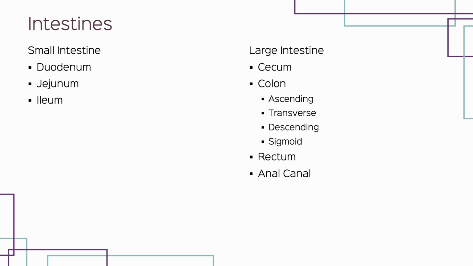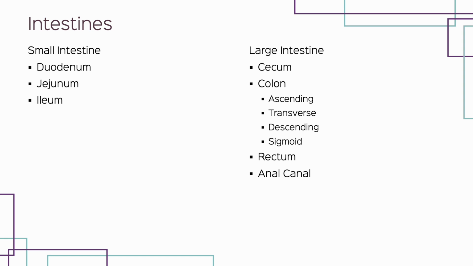with an E. The large intestine begins just after the ileocecal valve at the cecum, with the appendix attached at the bottom. Then the colon, the rectum, and the anal canal. There are four portions of the colon. The ascending colon proceeds from the ileocecal valve upward to the hepatic flexure.